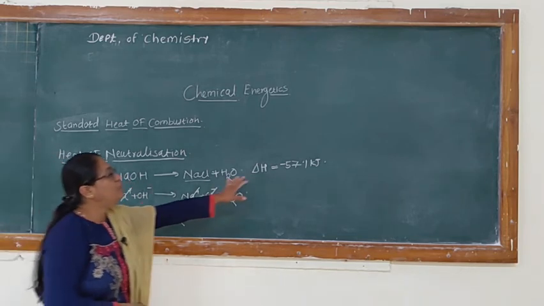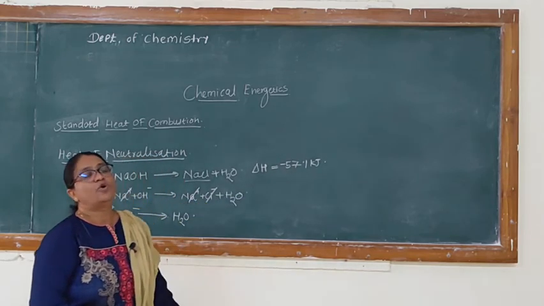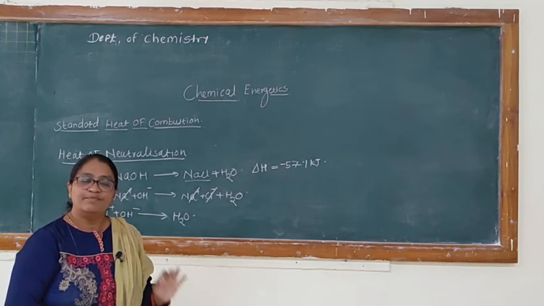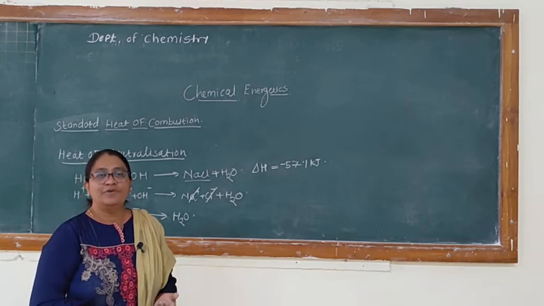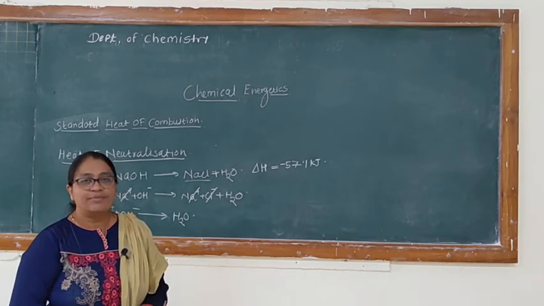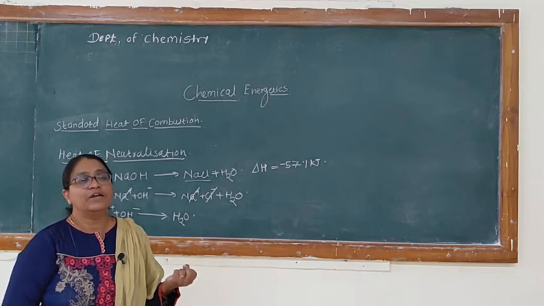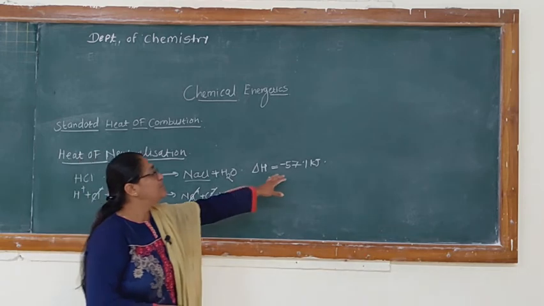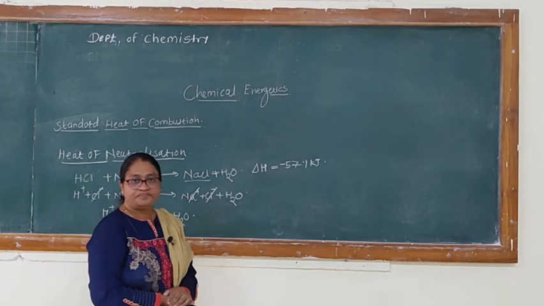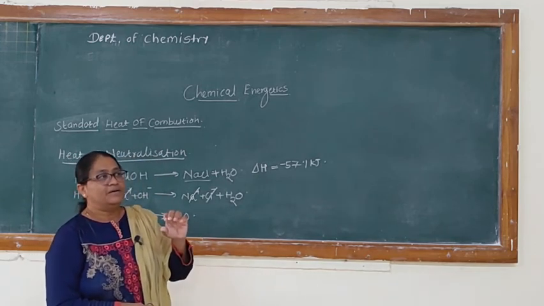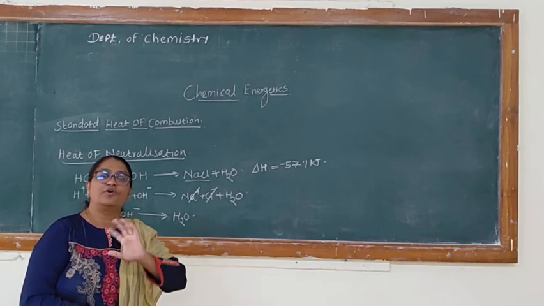But this amount of heat which is evolved, that we have written, is in the case of only strong acids and strong bases. Strong acids like hydrochloric acid, nitric acid, sulfuric acid, and strong bases like sodium hydroxide and potassium hydroxide. When such strong electrolytes react, this much heat is released in the reaction. But if the acid is a weak acid and the base is a strong NaOH.